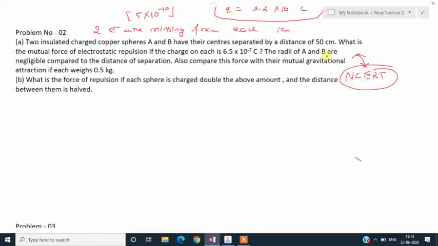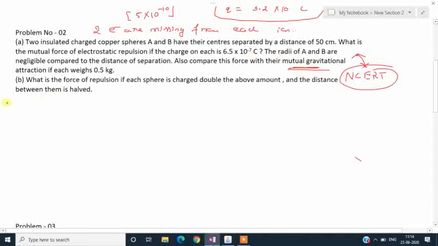Two insulated charged copper spheres A and B have their centers separated by a distance of 50 centimeter. What is the mutual force of electrostatic repulsion if the charge on each is 6.5 into 10 to the power minus 7 Coulomb? The radii of A and B are negligible compared to the distance of separation. Also compare this force with their mutual gravitational force. That means first we need to find out the electrostatic force between them. Then we should compare with the gravitational force.